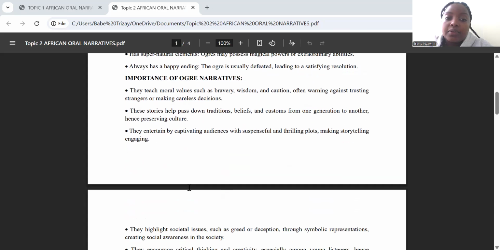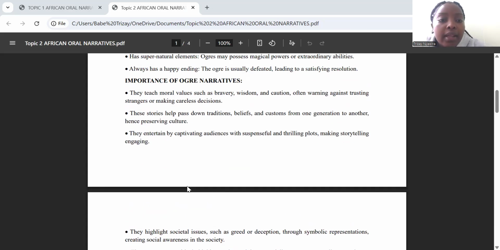So the importance of the ogre narratives: they teach moral values such as bravery, wisdom, and caution, often warning against trusting strangers and making careless decisions, as I have explained. These stories help pass down traditions, beliefs, and customs from one generation to another, hence preserving the culture. The main purpose of the oral narrative is to preserve culture, educate, and entertain. Education is part of teaching the moral lesson. They also entertain by captivating audiences with suspenseful and thrilling plots, making the story engaging.